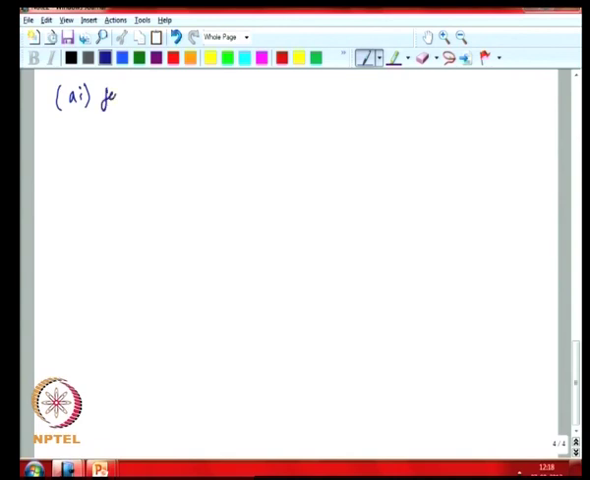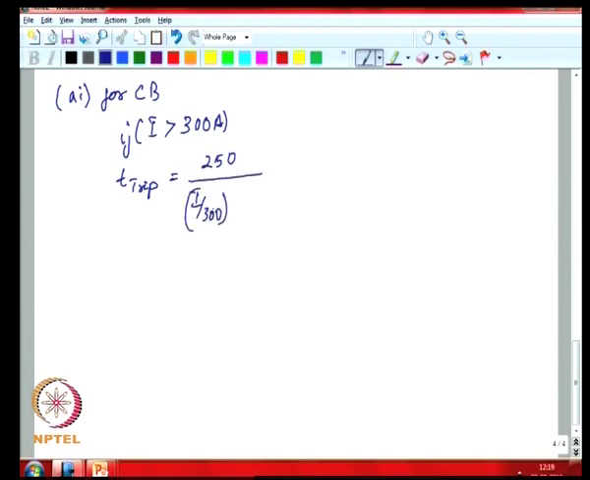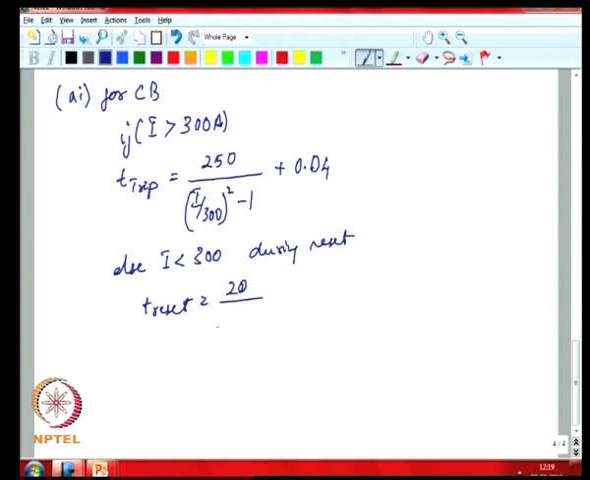So, for the CB, if the current is greater than the pickup current level of the circuit breaker, which is 300 amps, you have your trip time, else when it is lesser than 300 amps, during reset, your T reset is 20 by, and what we will take is if your nominal current is much lesser than 300 amps, we can take it as just 20 seconds.